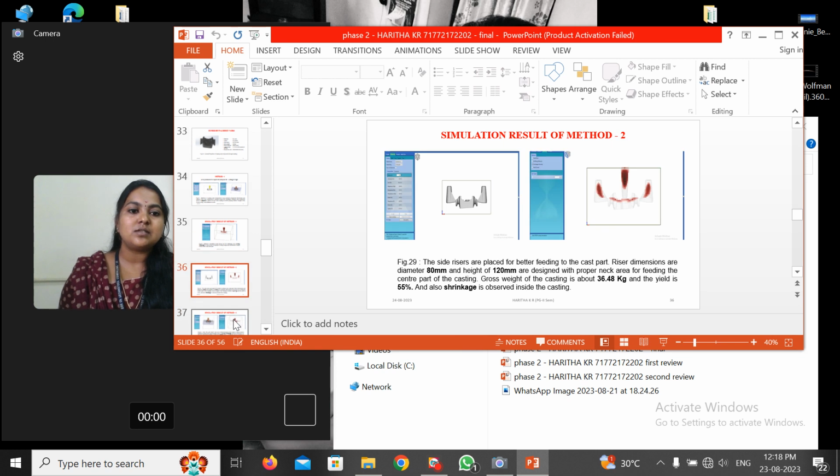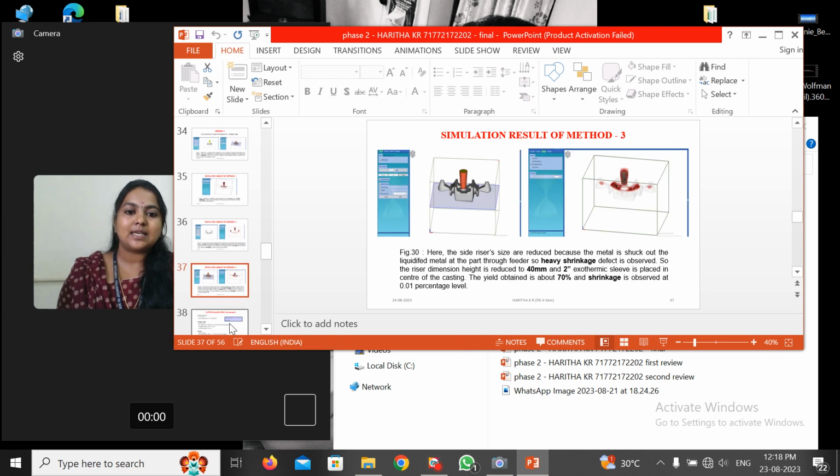And the simulation result of method 2: I am replacing the same center feeder with two side risers, because the metal is not exactly filling the cavity. So two risers of about dia 80 mm and height 120 mm are placed with a proper neck area for feeding the center part of the casting. The total gross weight is around 36.48 kg and the yield is 55%.